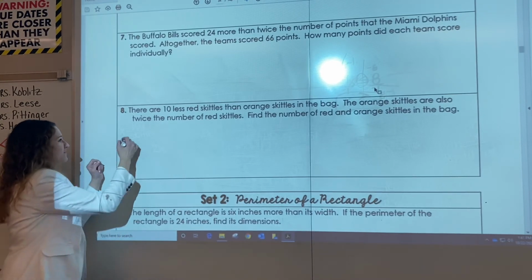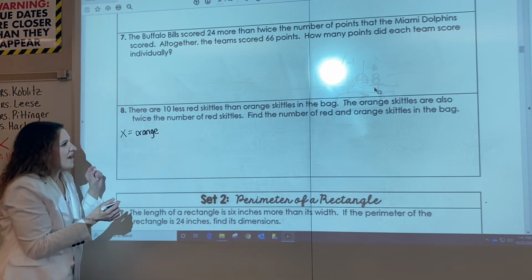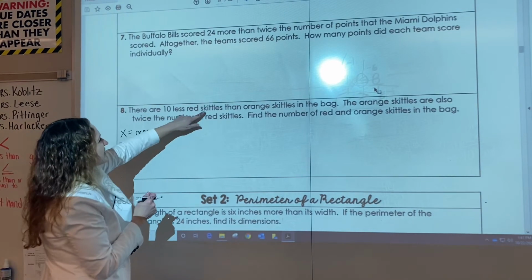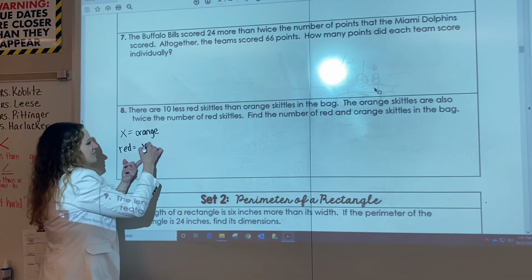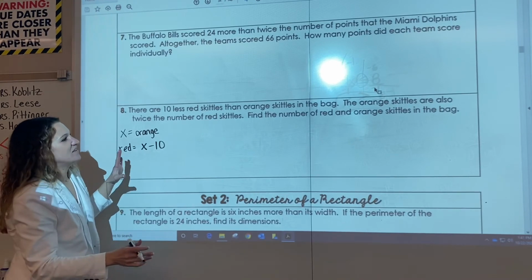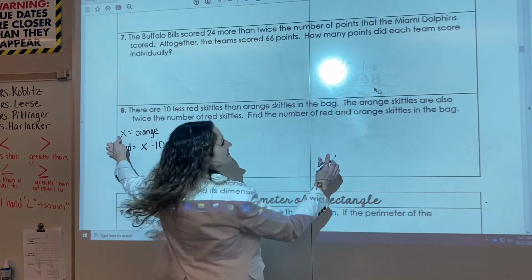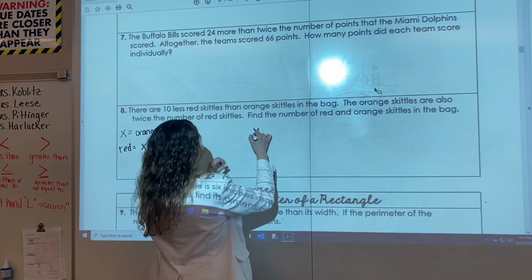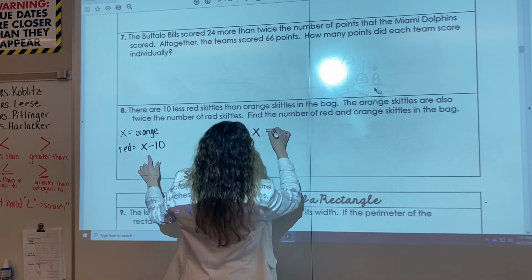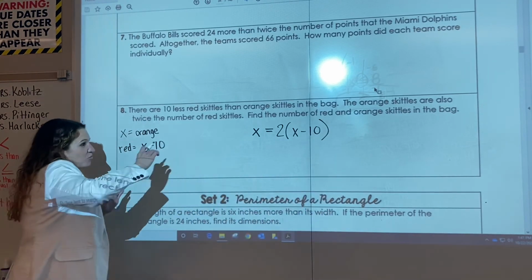Well, let's represent our first variable, x. That's going to be our orange Skittles. And for red, we're going to have to translate that one. So there are 10 less red Skittles than orange. So if we had orange and we subtract 10, that's going to be our red Skittles. Now, this second statement is a little confusing. So the orange Skittles, that's our x, are also twice the number of red Skittles. Well, there's my red. So if I want to make it twice that amount, I'm going to have to distribute that 2 to both of those terms.